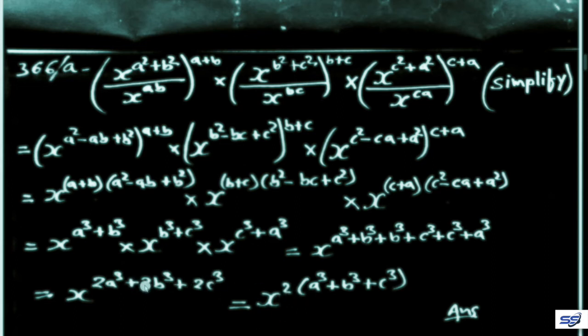Taking 2 common from all this power, it comes x power 2 into a cube plus b cube plus c cube. Now this is our simple form. This is our required answer of this simplification of indices problem. We can also see this in the beginning process so that our process shall be easy and simple.